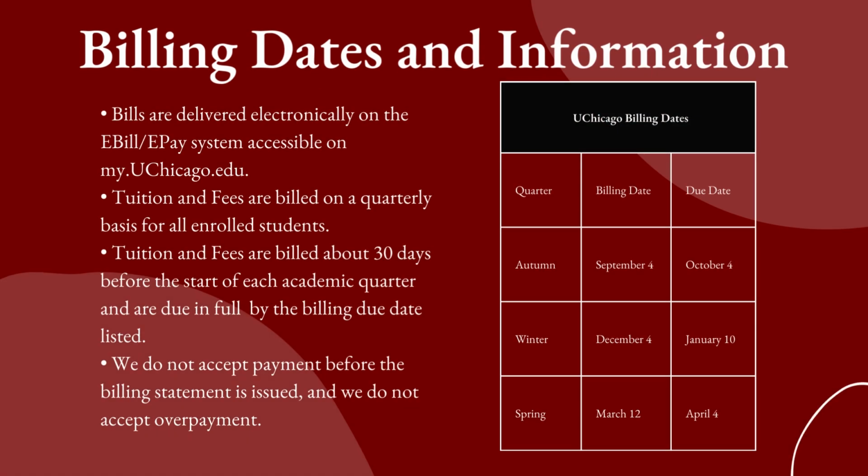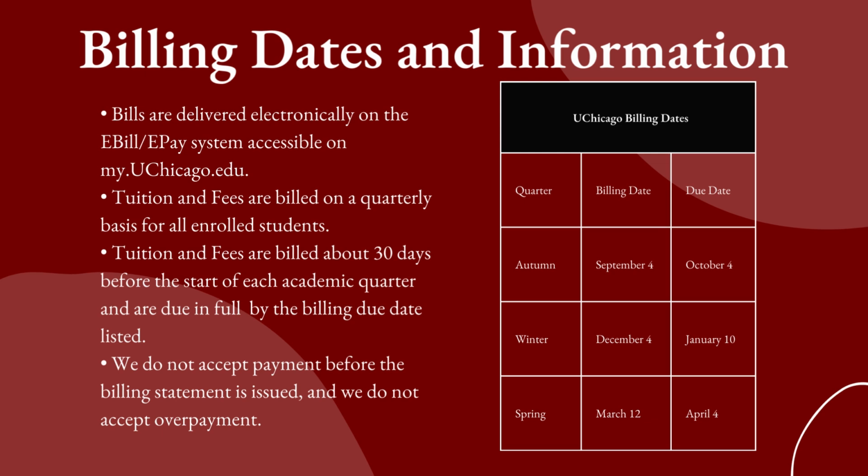All bills are delivered electronically, which you can access through your student portal at my.uchicago. If you've created authorized users, they too can access your student account billing information. If you've been awarded financial aid, your first bill will deduct your financial aid. Tuition and fees are billed about 30 days before the start of each academic quarter and are due in full by the billing due date.